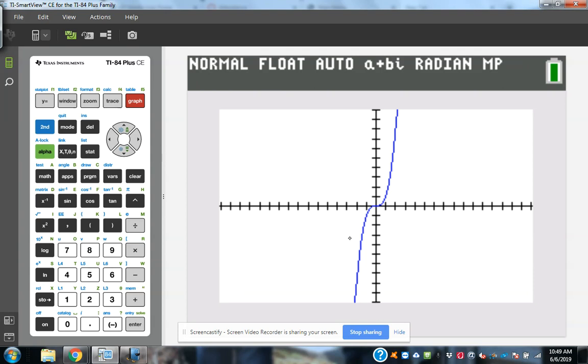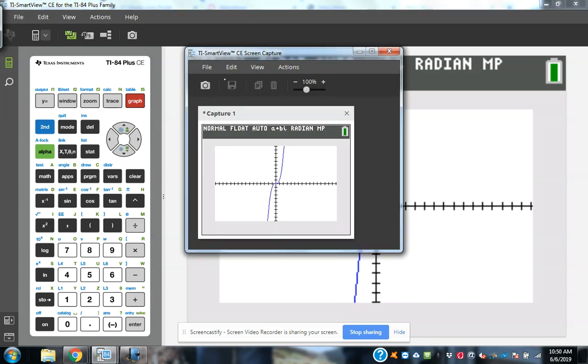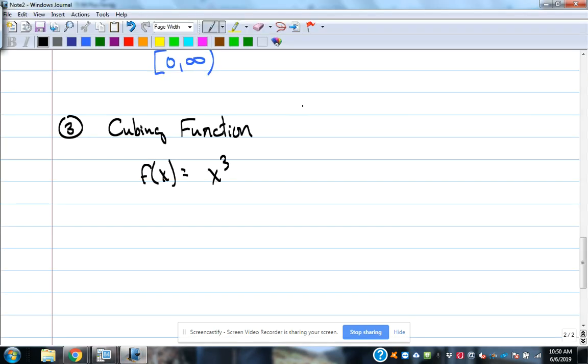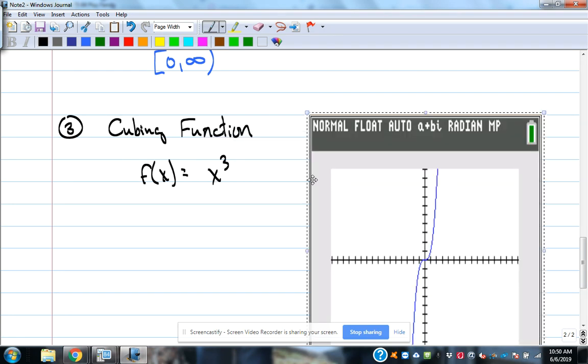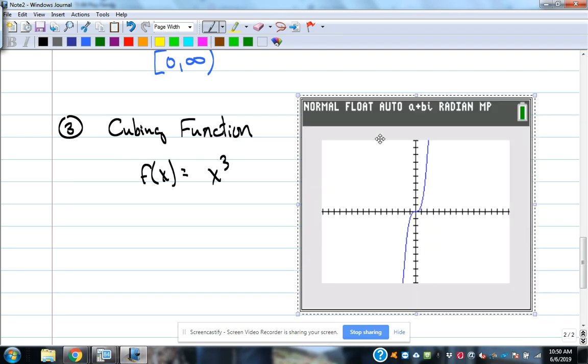I see this picture out of that. We can tell it goes down on the left side and up on the right side, and goes through the origin. So I'm going to take a snapshot of that and put that on my notes. So you can sketch that picture that we've drawn there. And we get the cubing function.